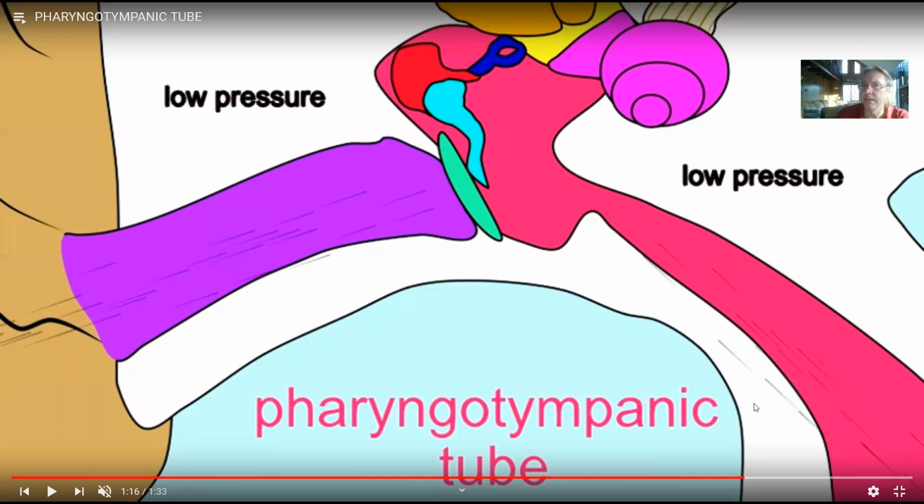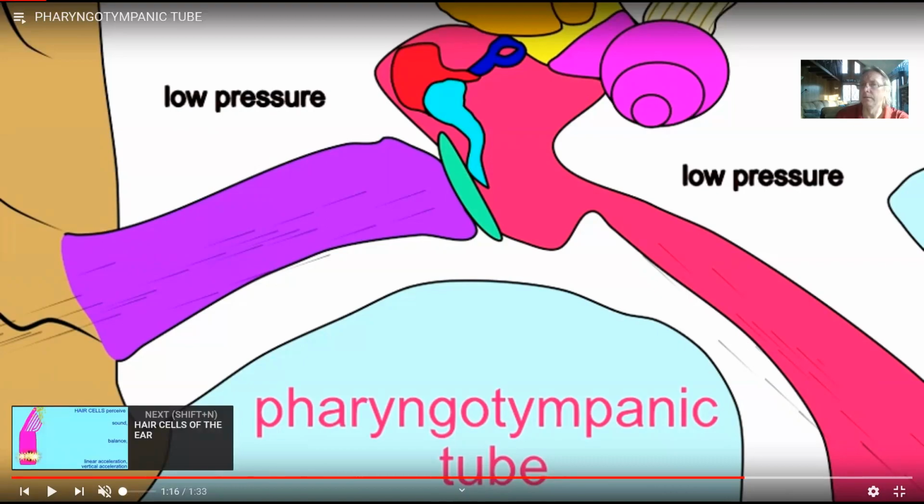The only downside to this is that if air can travel from the throat to the middle ear, then so can microbes. And there are a lot of microbes in the throat. And this is the source of ear infections.